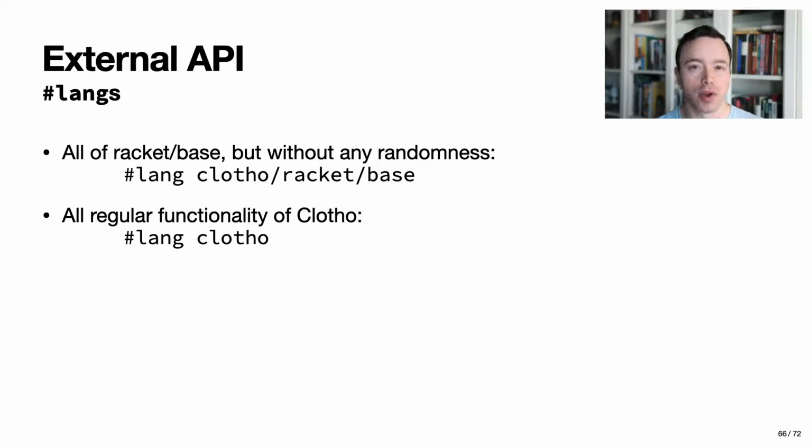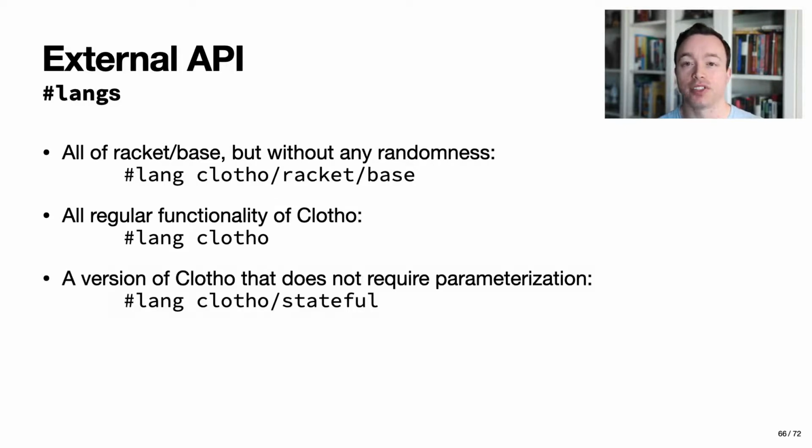Then there's the Clotho hashlang. This provides all the bindings in Clotho Racket Base, as well as the functions and values needed to use parametric randomness. However, you cannot invoke any of the randomness functions outside of a context in which the current random source has been parameterized, or you'll get an error. We felt this was the right approach because we wanted to help users avoid accidentally invoking randomness functions in a non-parametric way. This might not always be what you want, though, so we also provide hashlang Clotho stateful.